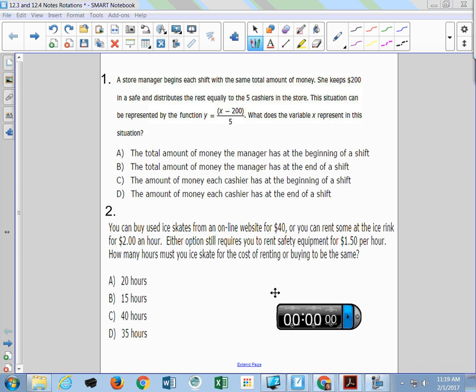Let's see, a store manager begins each shift with the same total amount of money. So I think A is the most proper answer. So A is your answer. We don't have to go any further.